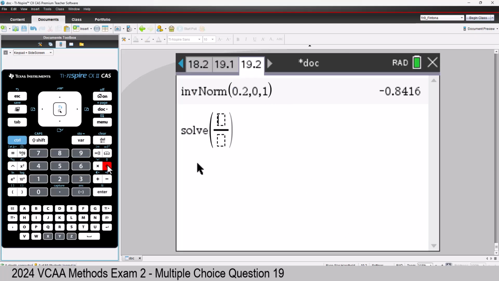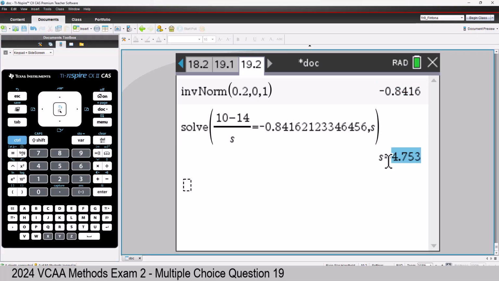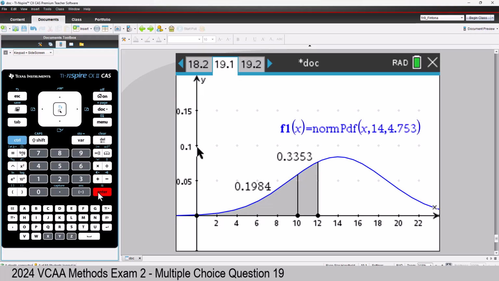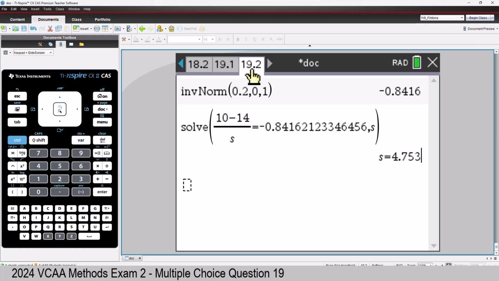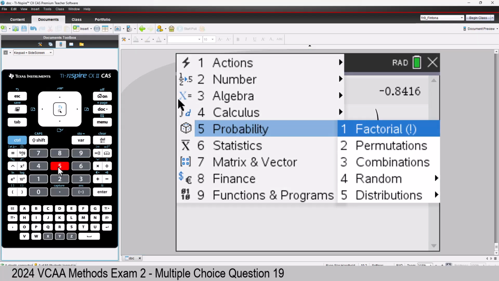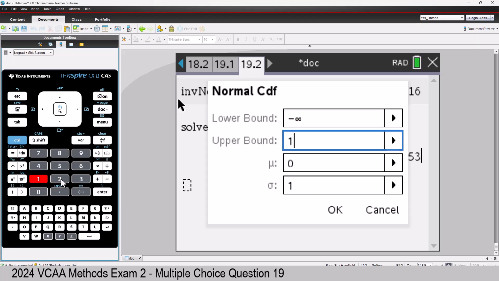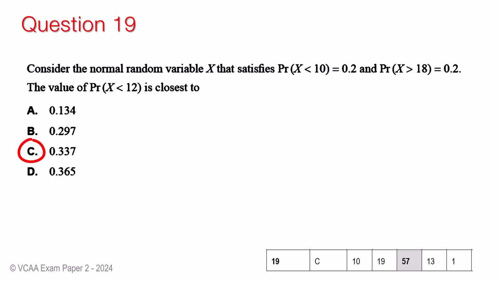Now we can substitute in our value for the mean and solve for s, and we get a standard deviation of 4.753, which aligns pretty well to our estimate. I'll adjust the graph accordingly, and we get a probability of x less than 12 being approximately 0.33, which you can also check using the normal CDF. Now we have mu and s, we can work out the probability that x is less than 12 and get 0.337, which aligns to option C.